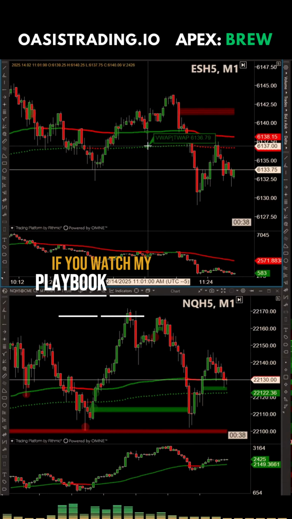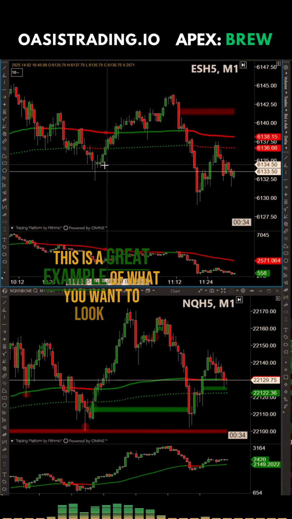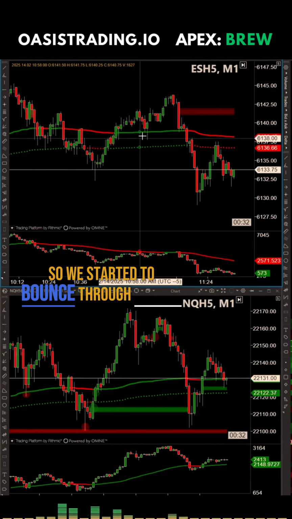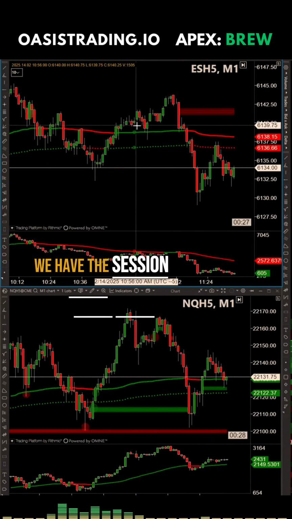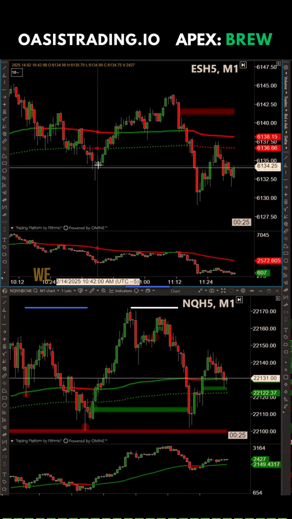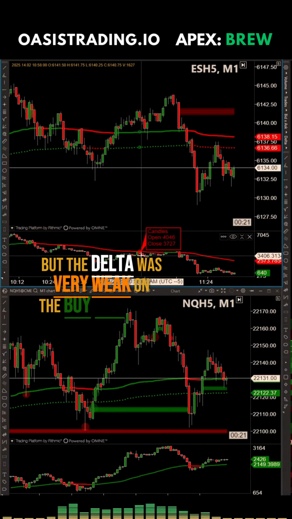If you watch my playbook video on VWAP traps, this is a great example of what you want to look for. So we started to bounce through VWAPs. These two lines right here are both the VWAPs. We have the session VWAP and the daily VWAP. We started to break through those VWAPs, but the delta was very weak on the buy side there.